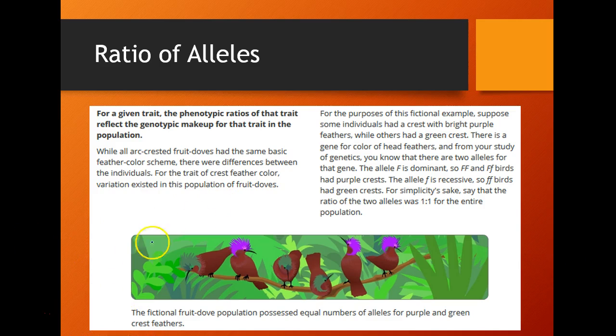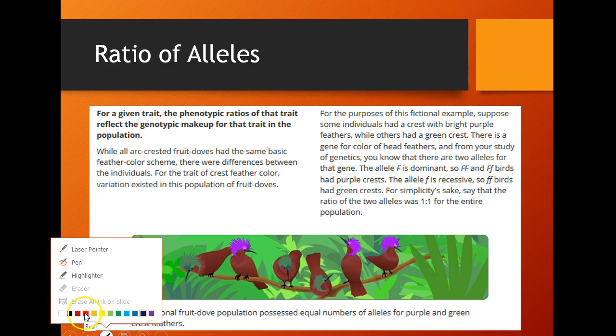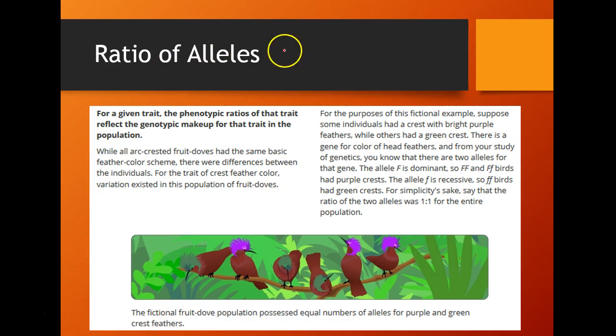Okay, before we go over this, I want to just go over the difference between phenotypes and genotypes. So remember, an allele is a version of a gene. We just went over that.